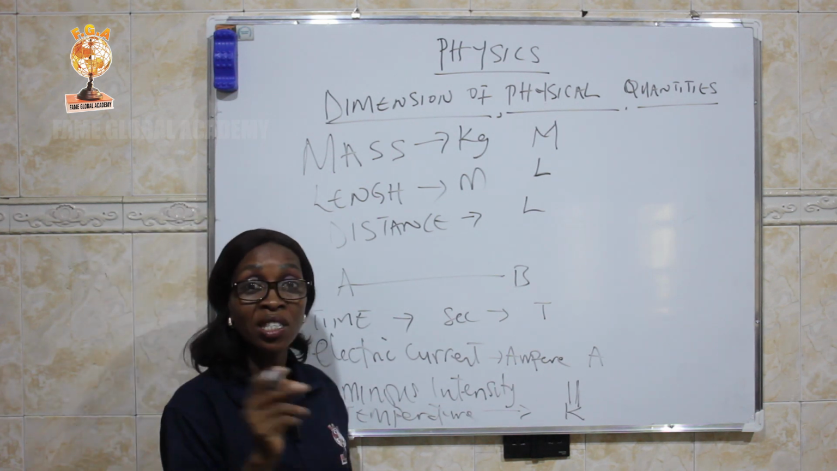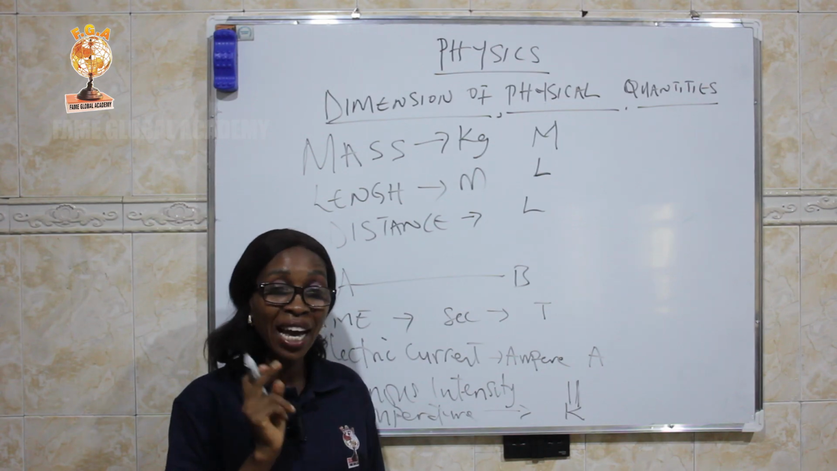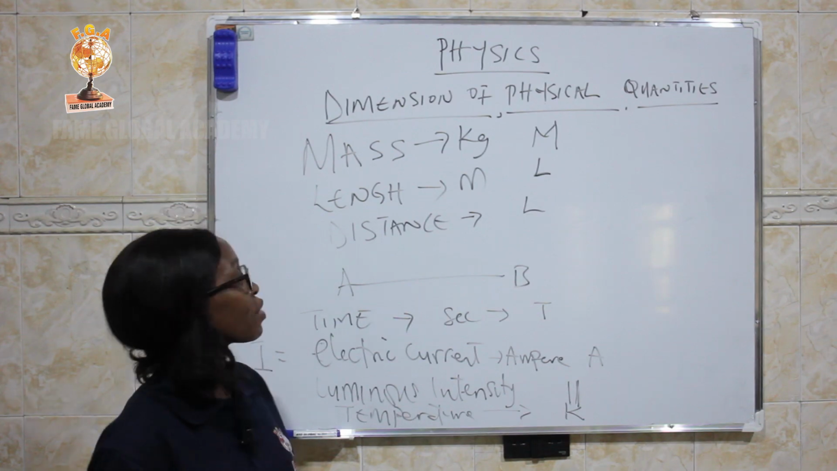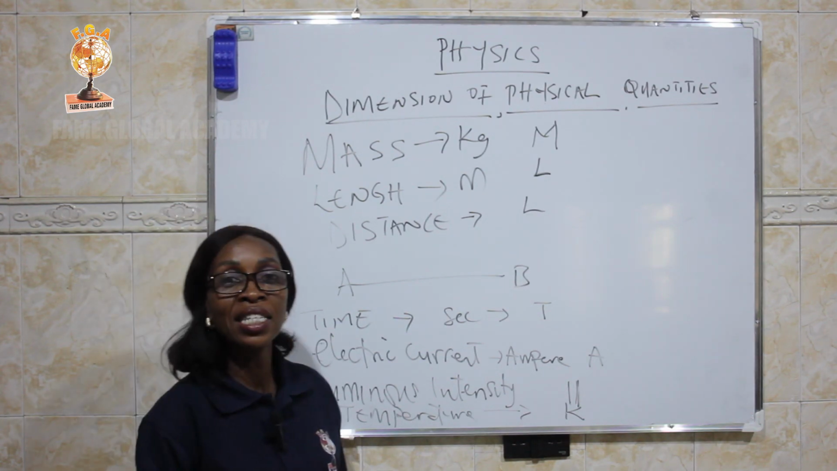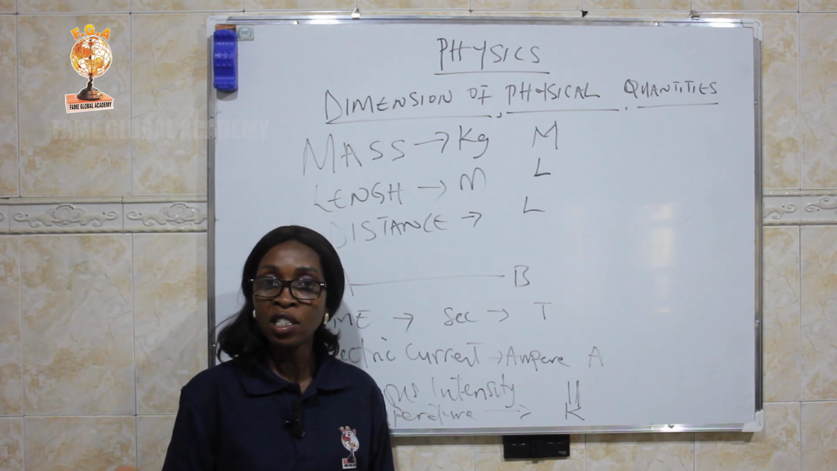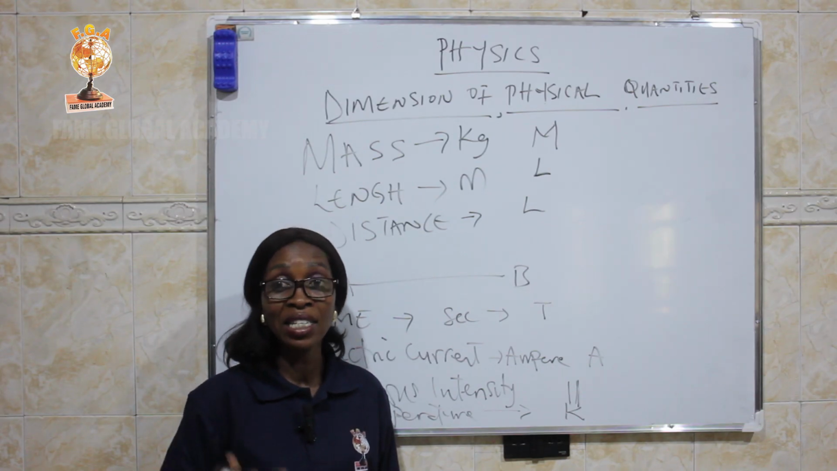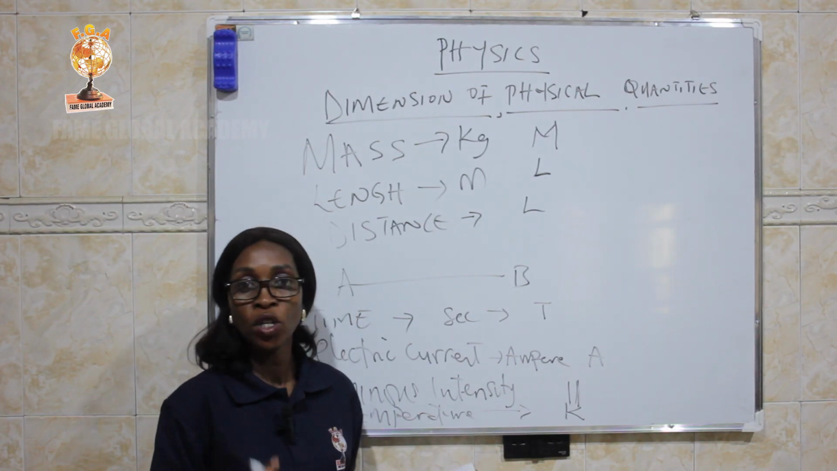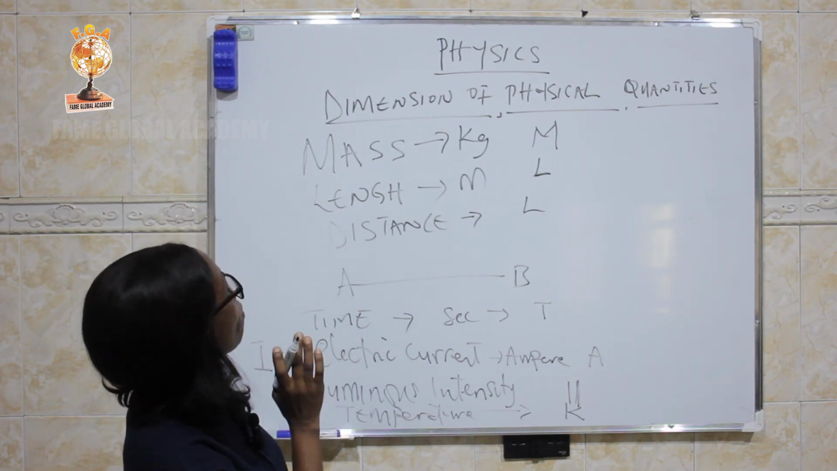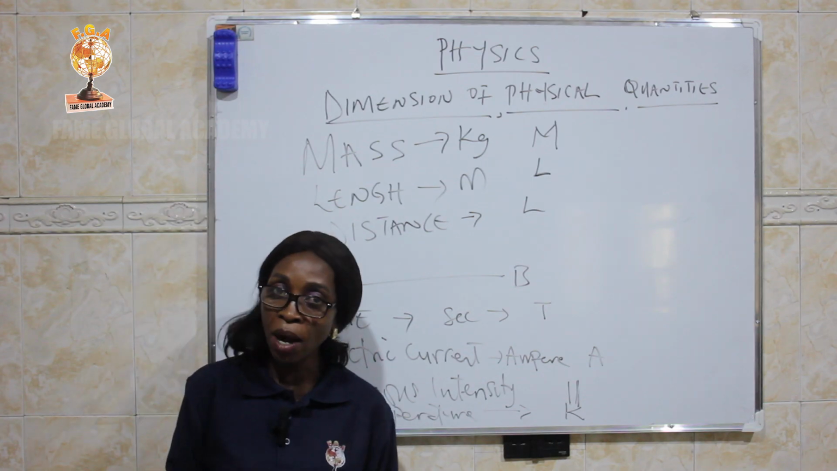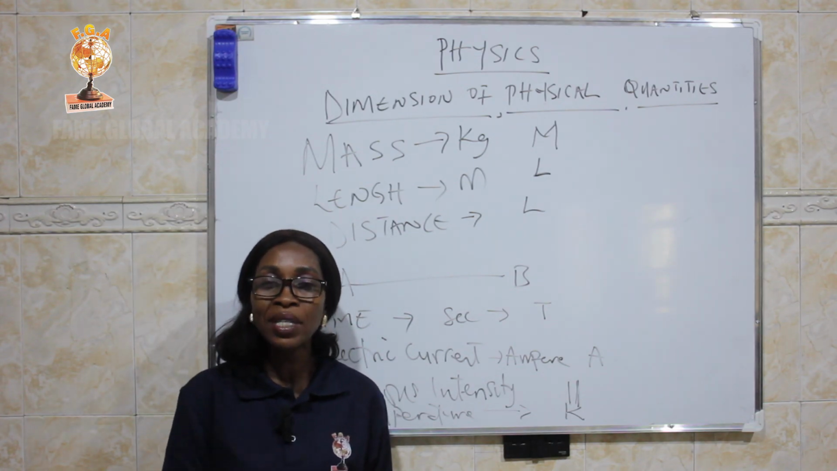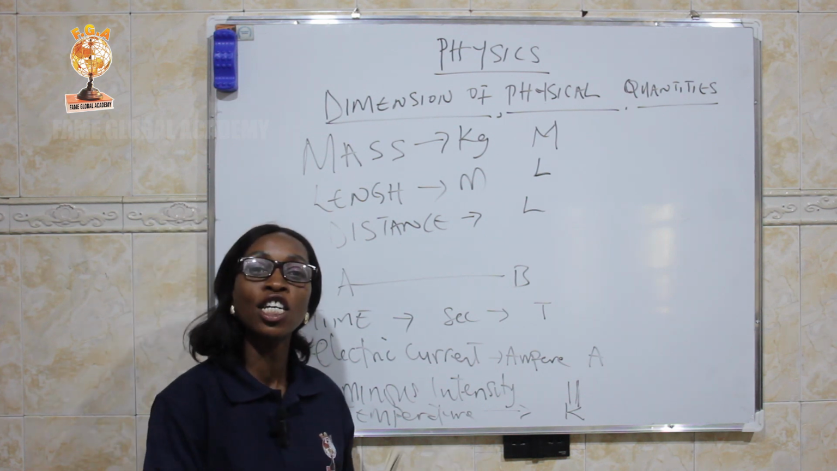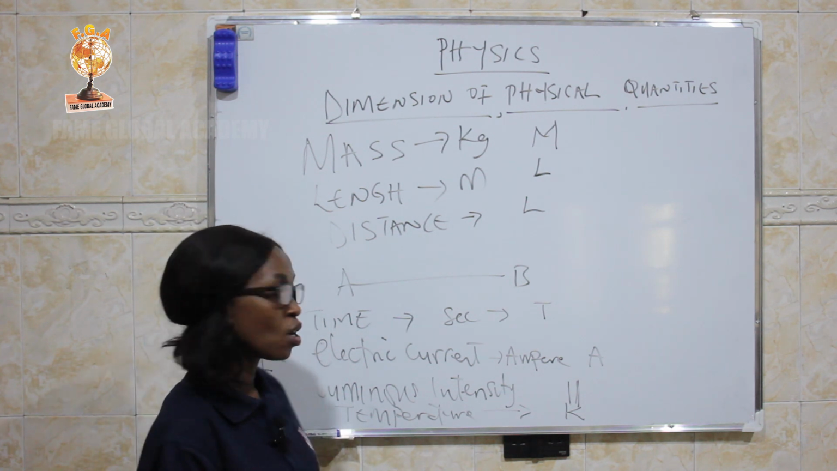Time, which is measured in seconds, the dimension is capital T. When you say small t, it means a different thing entirely. Then distance is represented as L. Also, this distance is represented as L as a dimension because distance and length are the same when it comes to dimension. Then mass is measured in kilogram, but the dimension is capital M.